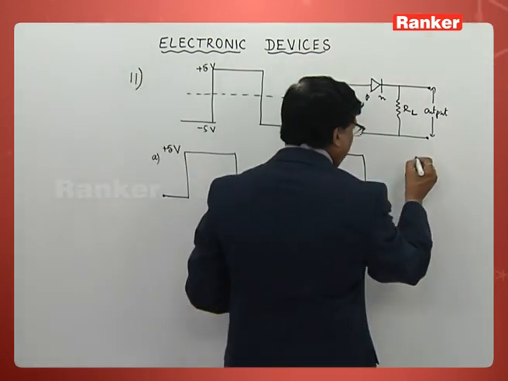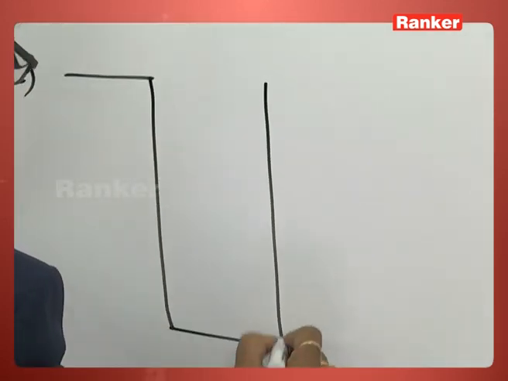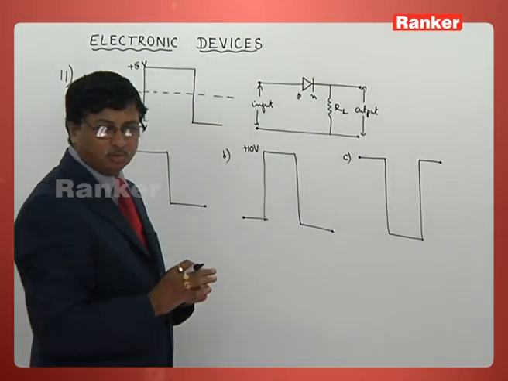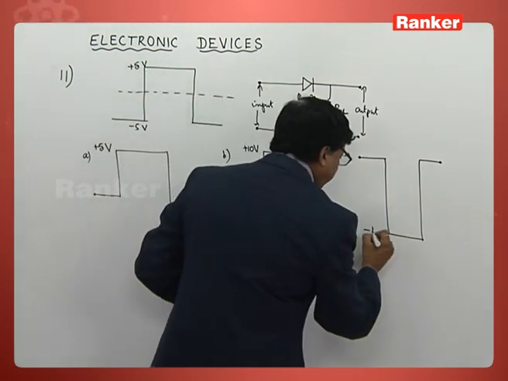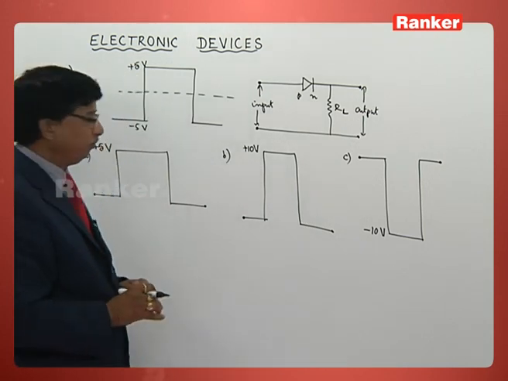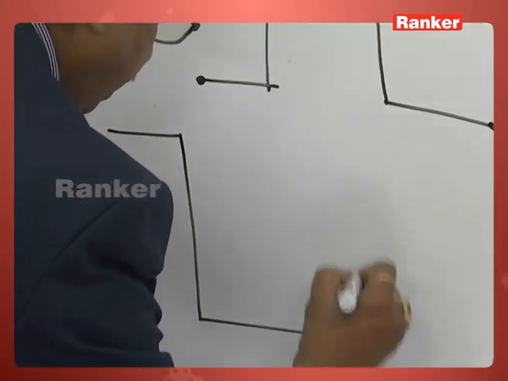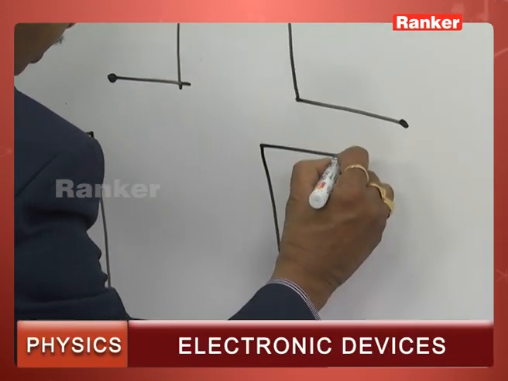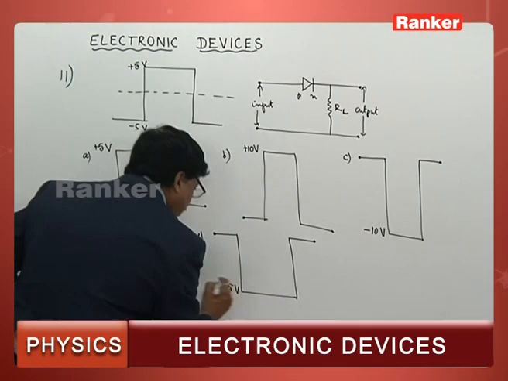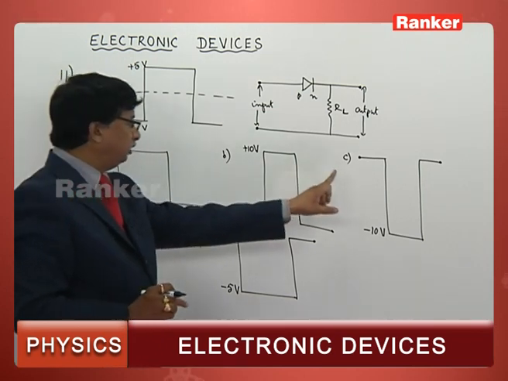And coming to the third option, the same is given in the reverse way like this. Almost the same, but minus 10 volt is given here. That is the third option. And the fourth option D is again given this way, a square signal only, but this is minus 5 volt. This is the first option, the second, third and fourth.